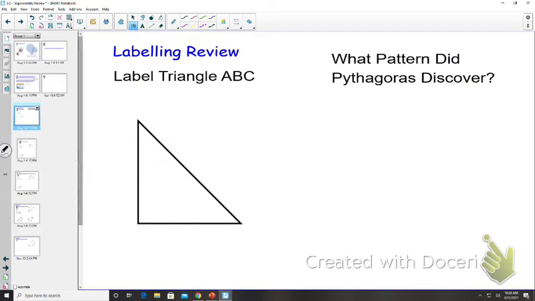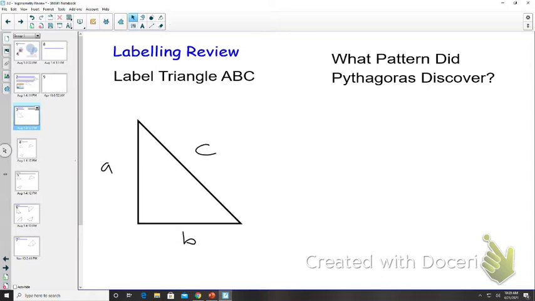So, labeling review. Label a triangle ABC. C is going to be our hypotenuse, and then A and B are just going to be our other two side lengths. It does not really matter which side you say is A or B, as long as you have the hypotenuse being your C. Why is that? Because it's the biggest side, for sure.